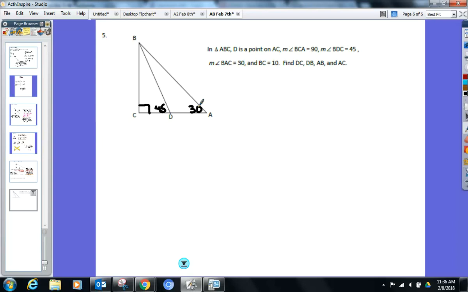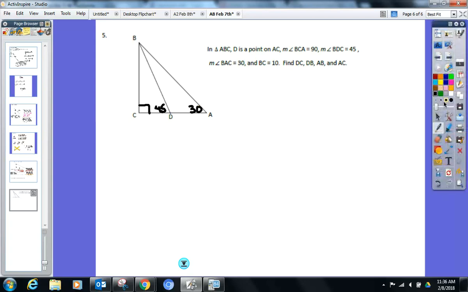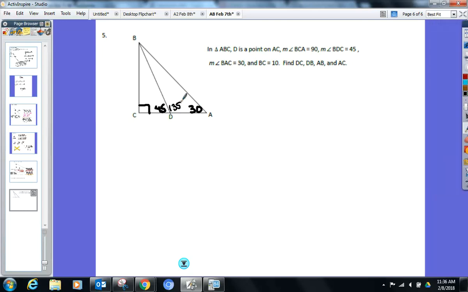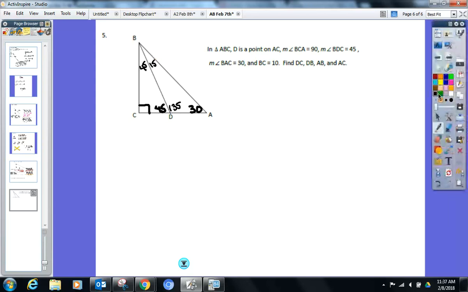What's the one next to the 45? 135. How about angle CBD, this one right up here? That's 45. And I'm missing one more, the one next to the 45. Should be 15 degrees. Is everyone all set? Filling them in.